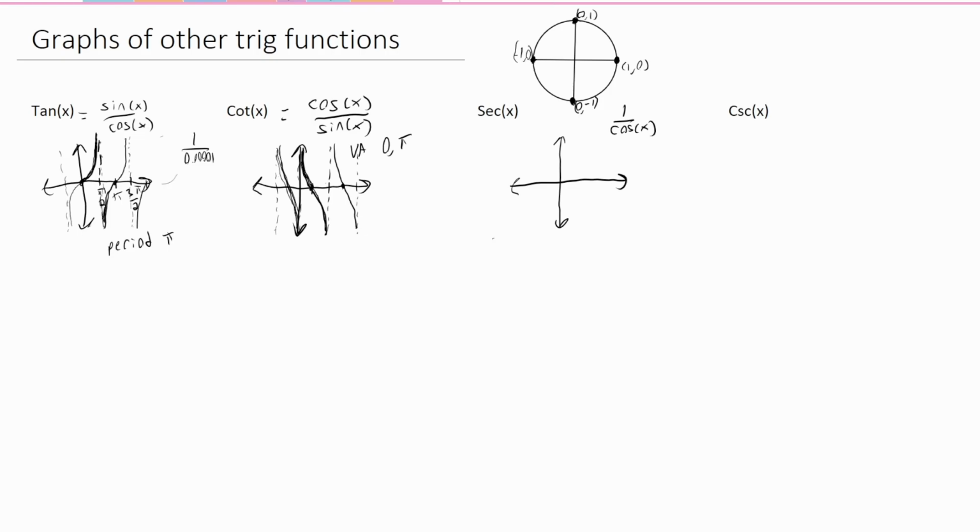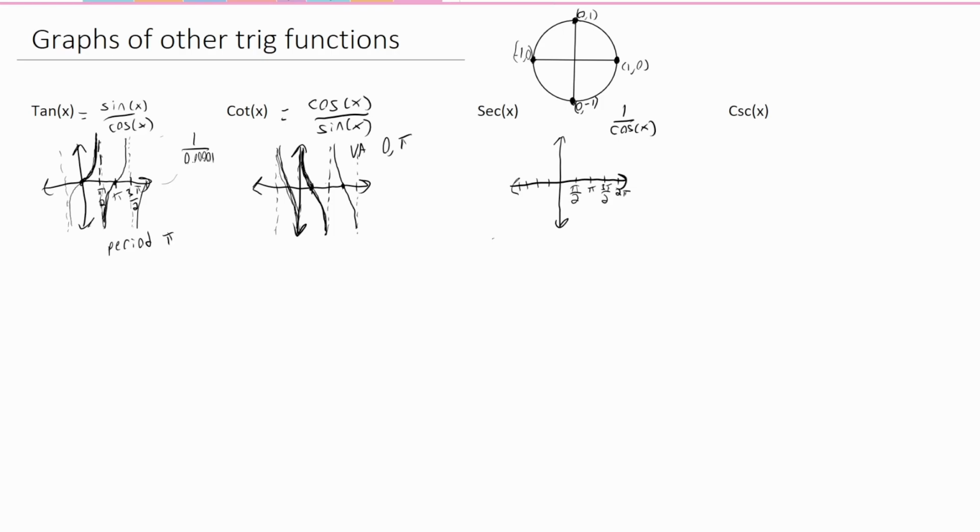And so again, because we have cosine in the denominator, we're going to have vertical asymptotes. So we're going to have vertical asymptotes at all the points that we had vertical asymptotes in the tangent function. So if we look at our standard pi over 2, pi, 3 pi over 2, and 2 pi, and we look at this cycle, we can do it both positive and negative.